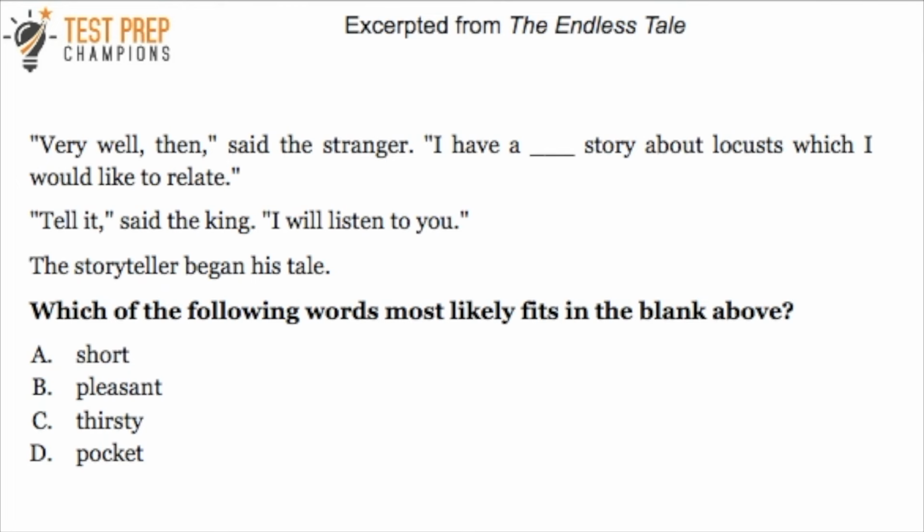So the question is, which of the following words most likely fits into the blank above? Is the answer A, B, C, or D? So now is your chance, as always, if you'd like to pause the video, try to figure this out, and whenever you're ready, we'll go over the answer.